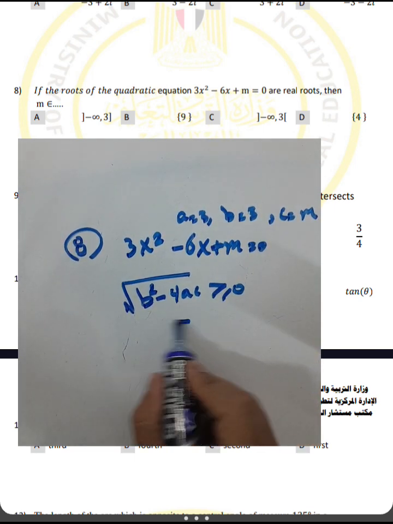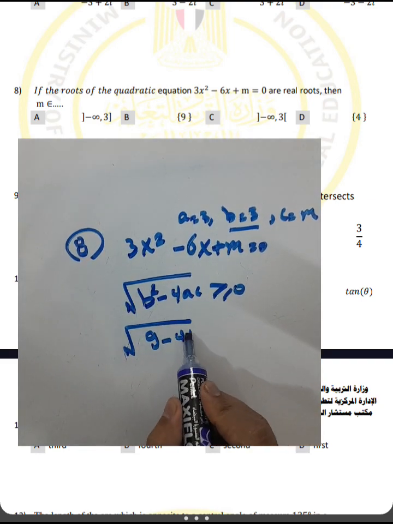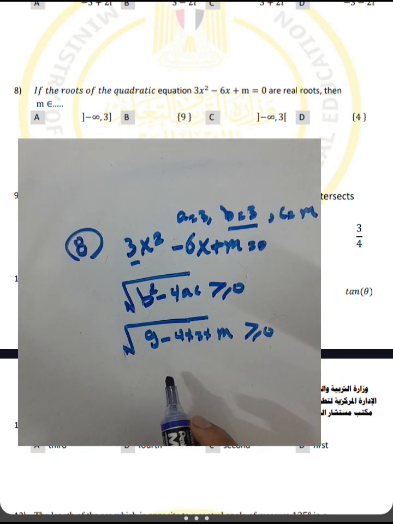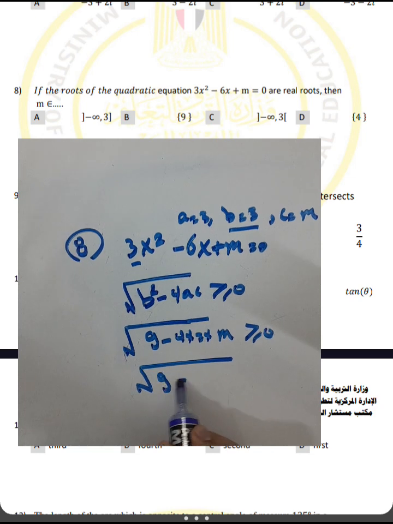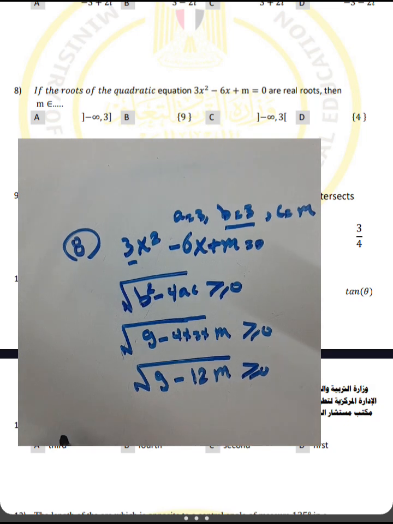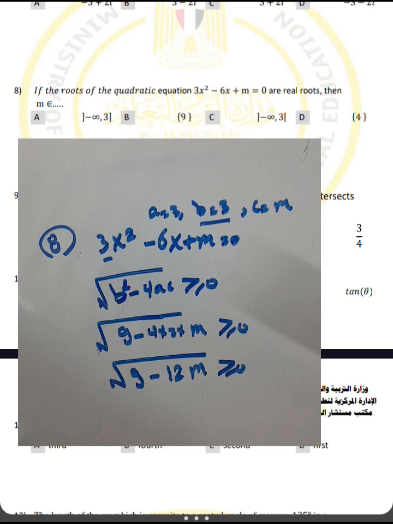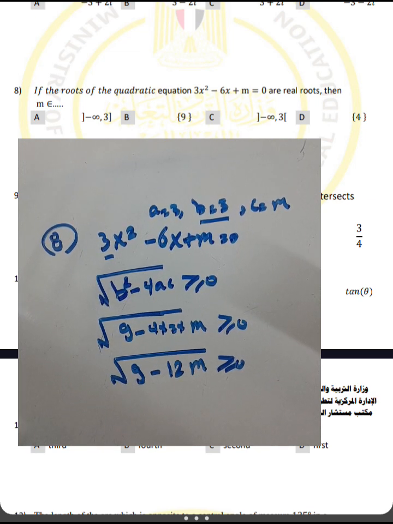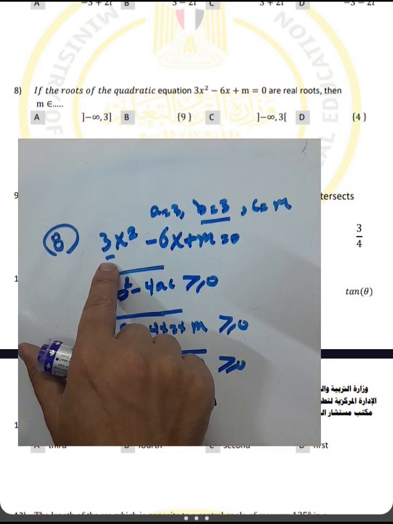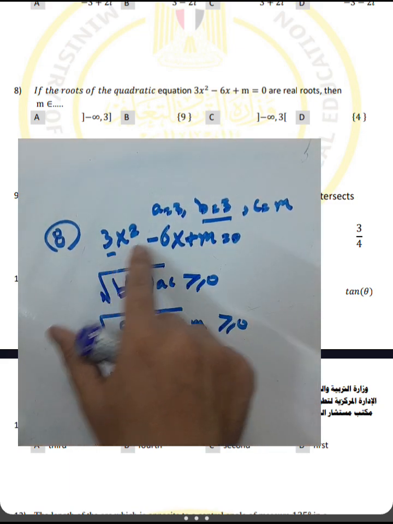And then b power 2 here will be 3 power 2, which is 9, subtract 4 times a times c, m, greater than or equal to 0. The square root of 9 subtract 12m greater than or equal to 0. You want to find m belonging to what? Sorry, again: a was 3, b was 6.